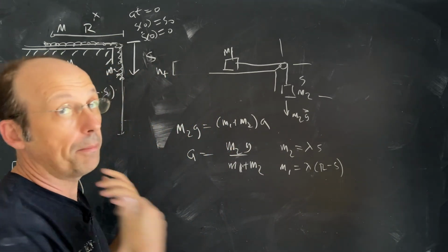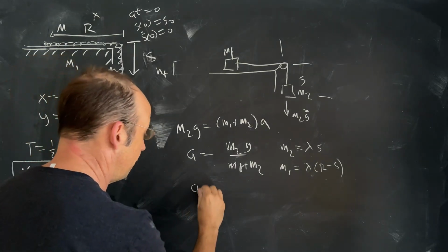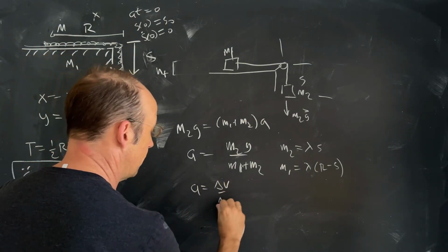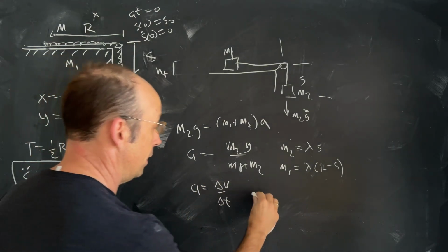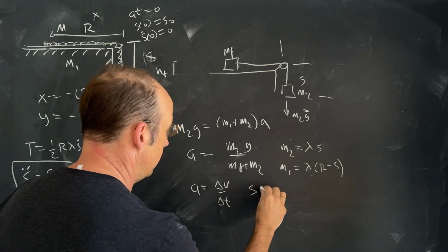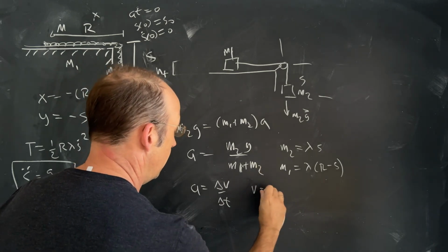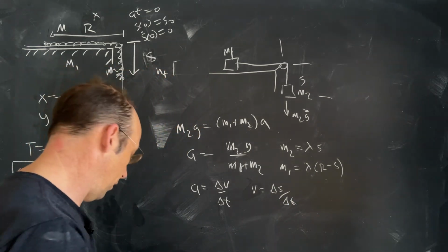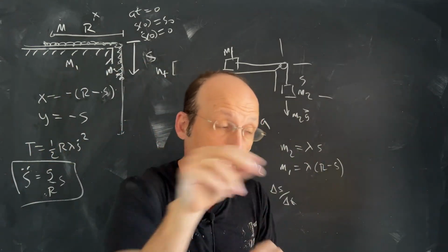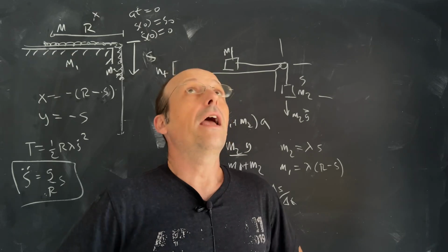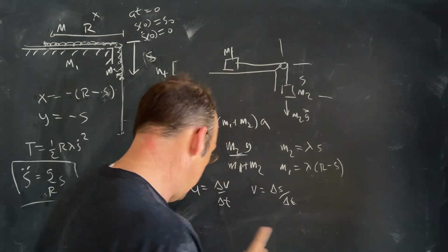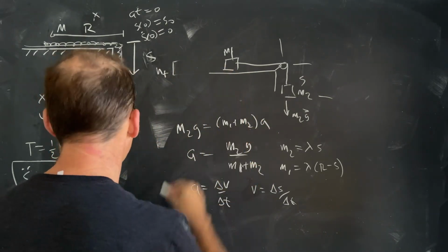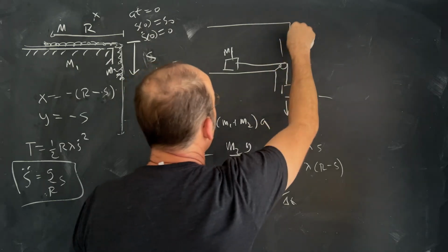And you can solve it numerically by saying, okay, in a small time interval, a is delta v over delta t, and then v is delta s over delta t. And you should be able to get the same solution, but you could plot it right next to the other solution.